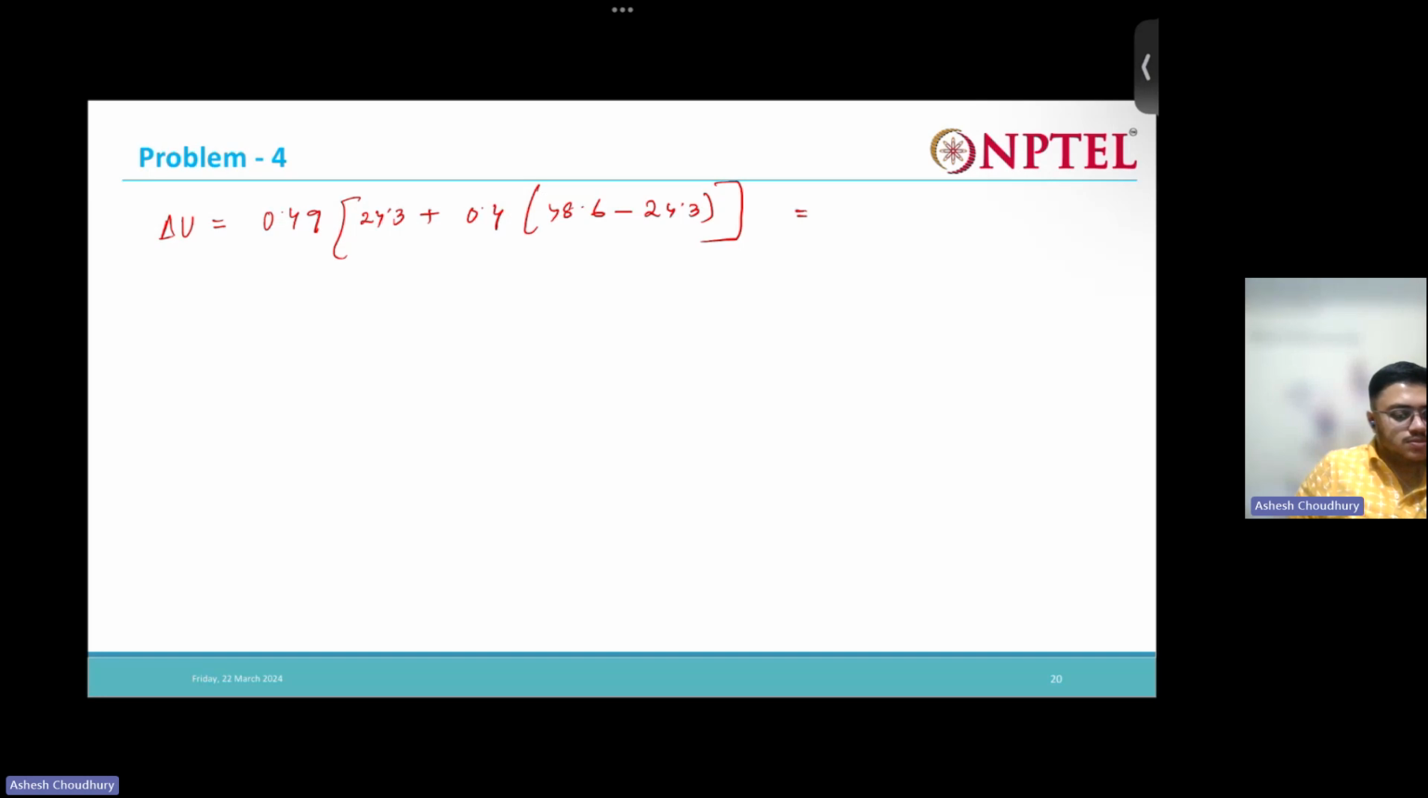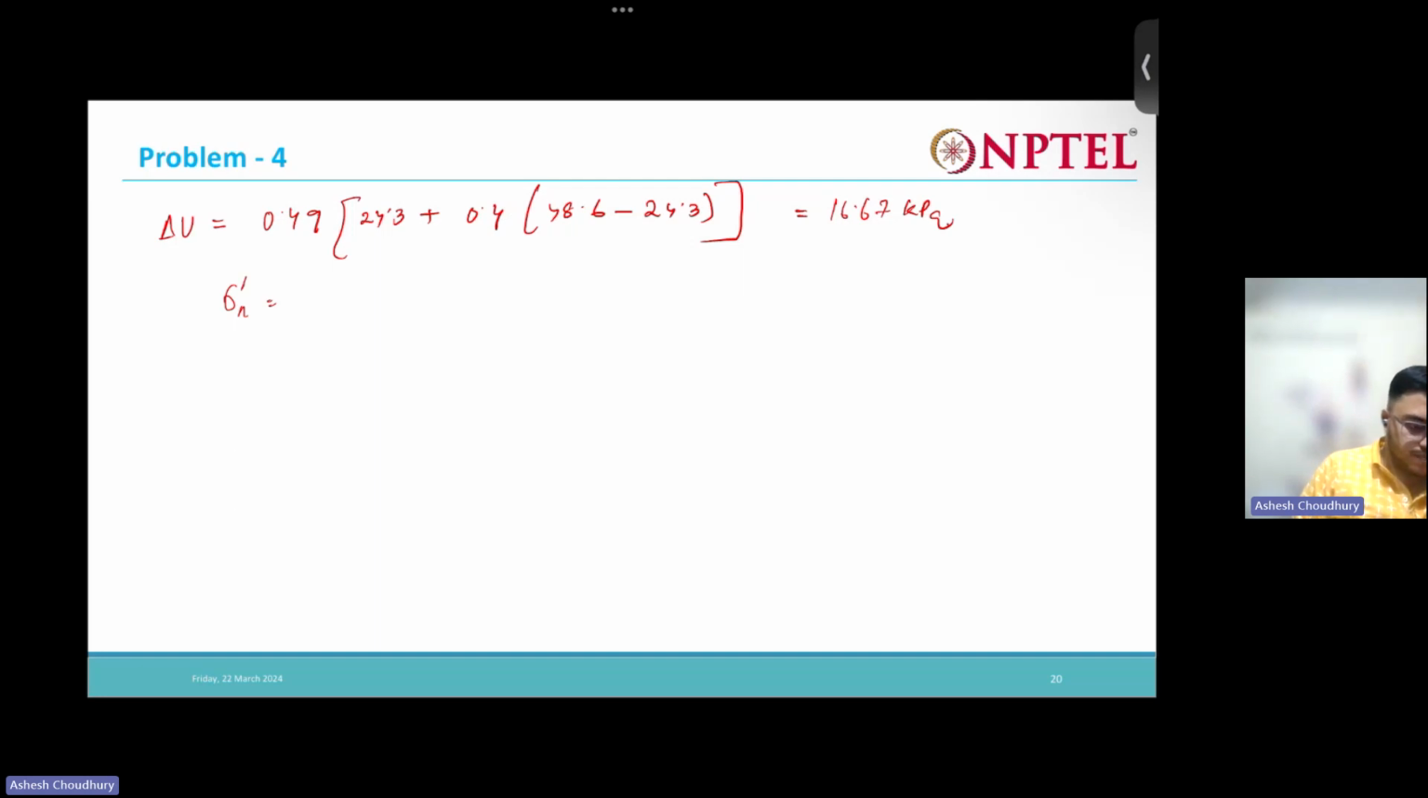Calculate this. So it comes out as 16.67 kPa. Now, what is the effective stress?